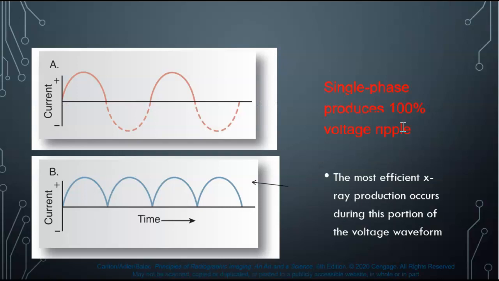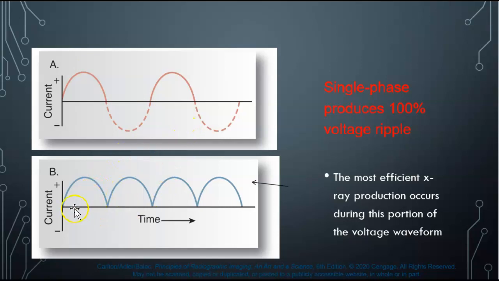If we look here, single phase produces 100% voltage ripple. So we go from 0 to 100 to 0. So we have voltage ripple. It goes all the way down from 100 to 0, back down to baseline. Most efficient X-ray production occurs during the peak portion of the voltage waveform.